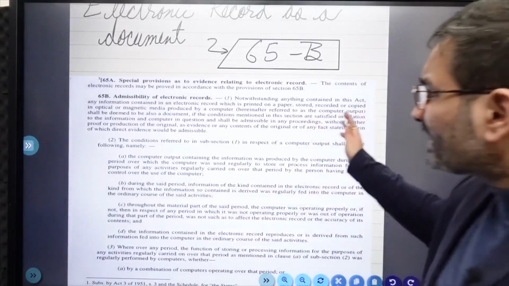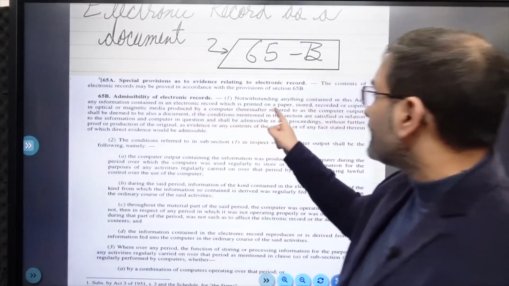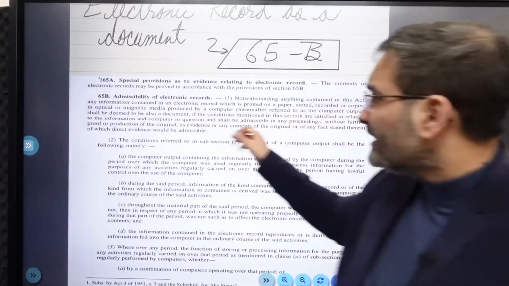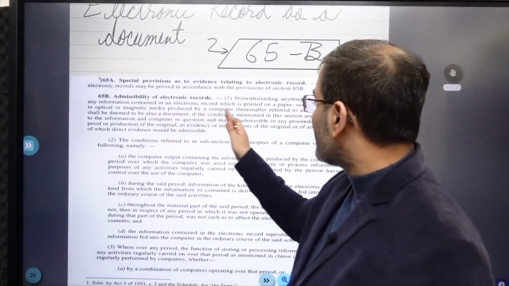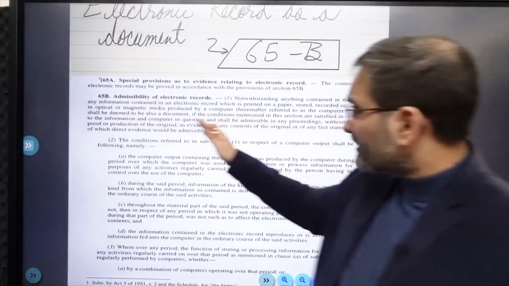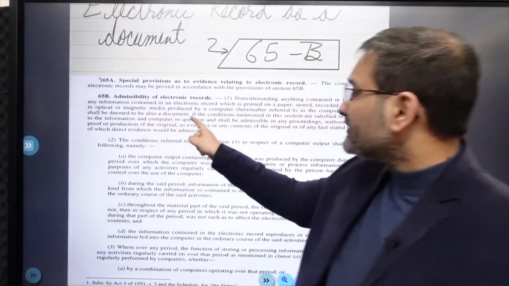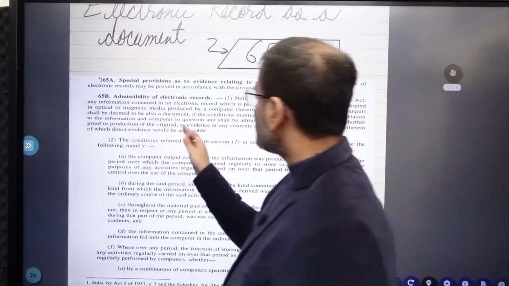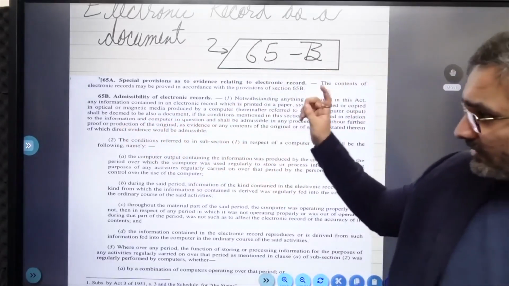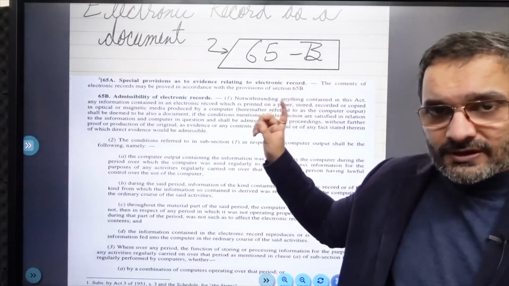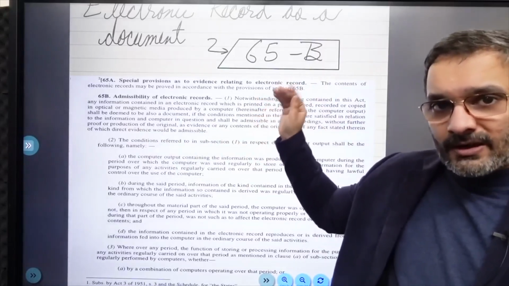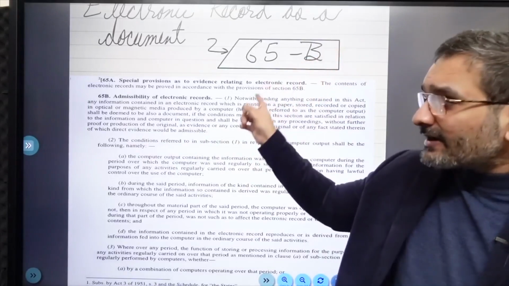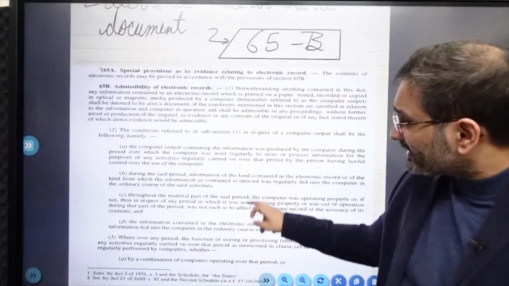Notwithstanding anything contained in this Act, any information contained in an electronic record which is printed on a paper, stored, recorded, or copied in optical or magnetic media produced by a computer, herein referred to as the computer output, shall be deemed to be also a document if the conditions mentioned in this section are satisfied in relation to the information and computer in question. So all your screenshots, screen recordings, everything is a document under the definition of the Indian Evidence Act if everything in this section is complied with.